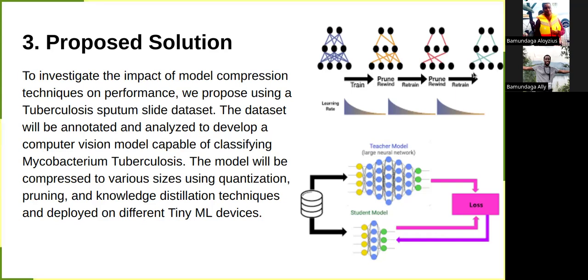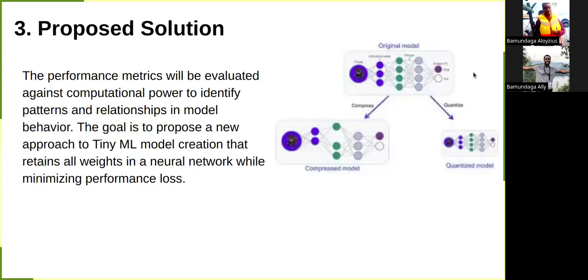So the model will be compressed to various sizes using quantization, pruning, and knowledge distillation techniques, and deployed on different tiny ML devices. We want to look at different ML devices that we can use, different computation sizes, and then compare and see where we can probably work on. Then we can see which techniques we can use, out of this, I wouldn't say cliche, but out of this usual compression methodology. What's out there? That's what we want to see.